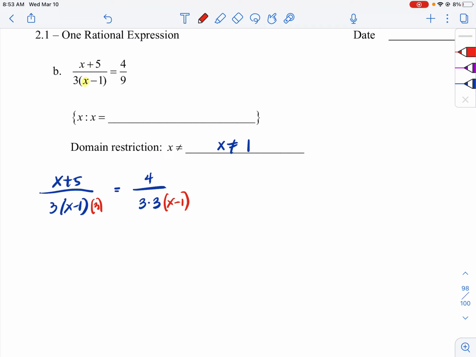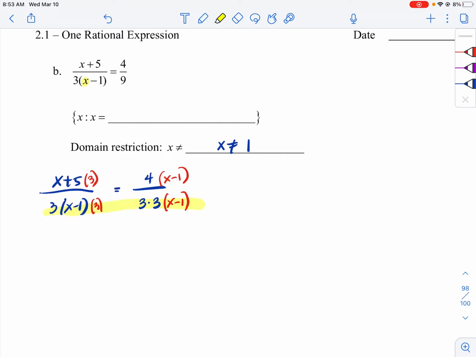Okay, now that they match, I have a 3, I have a 3, I have a 3, I have a 3. I have an x minus 1, I have an x minus 1. So our denominators now match. And remember, whatever you do to the bottom, you do to the top. And now, our denominators are equal to each other, so we can ignore them because they are already equal.